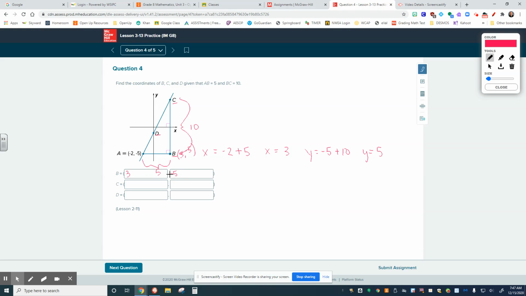I found for point C, my mistake. But we know that this has to be negative 5 right here because it's on the same horizontal plane as this y coordinate right there. The y coordinate didn't change.